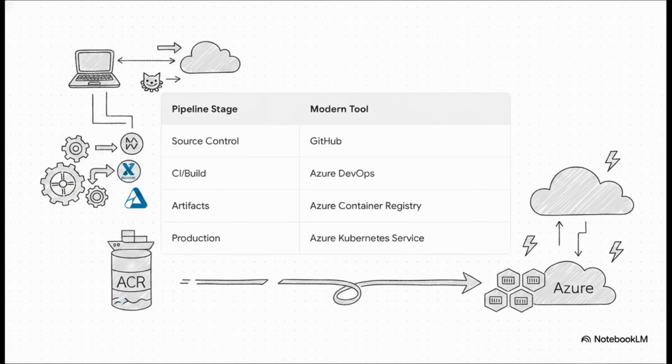And what's super cool is how this maps directly to enterprise tools to create a seamless journey. For source control, your code lives safely in GitHub. When that code is committed, it triggers the CI or build pipeline using either Azure DevOps or GitHub Actions. Once the build is done and containerized, well, that package needs a safe place to sit, right? That's your artifact storage, which is handled perfectly by Azure Container Registry, or ACR for short. Finally, for hosting and production, that container gets pulled down and runs in Azure Kubernetes Service, or AKS. It is just this beautifully integrated architecture from a developer's workstation straight up to the cloud.